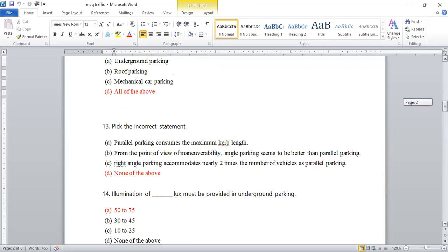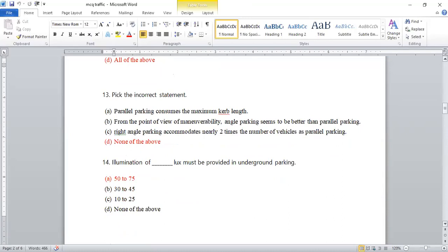Next one is the 13th question. Pick the parking that consumes the maximum curb length. First, it is a correct answer. Second, correct sentence. Second is, from the point of view of maneuverability, angle parking seems to be better than parallel parking. Okay, that sentence is also correct.